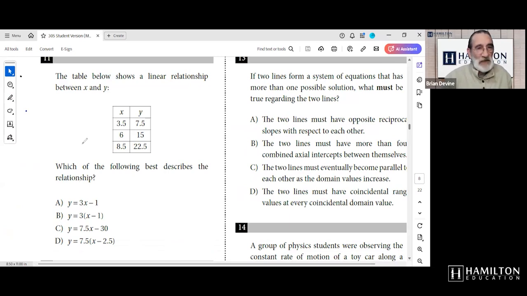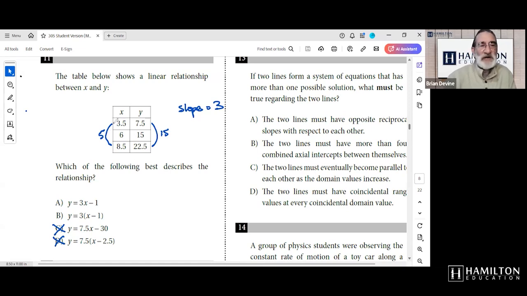Question 11. In question 11, the table below shows a linear relationship. So it's going to have a slope. And I can see that if I went up 5 here, I went up 15 there. So the slope has got to be 3, which tells me that it's not C or it's not D. It's going to be A or B.